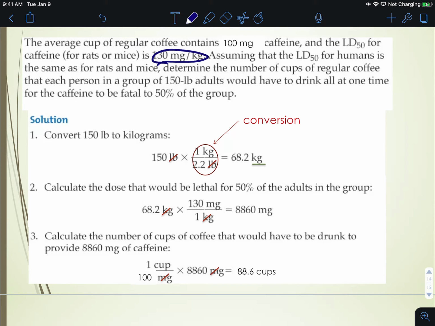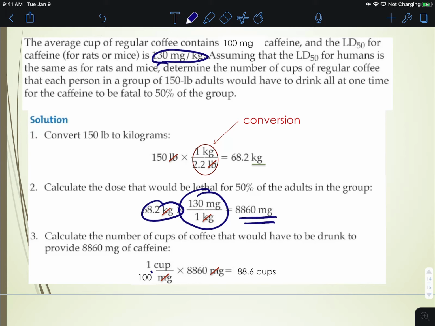That's what it says, assuming it's the same for humans. Always look at your units. So this is the weight of my person now, and to figure out how much I need to kill 50% of the population, I'll multiply it by the LD50, and you'll notice I get the dosage in milligrams, right? Because my kilograms cancel out, so it's per kilogram of person times 68.2 kilogram person. Gives me this number of milligrams.